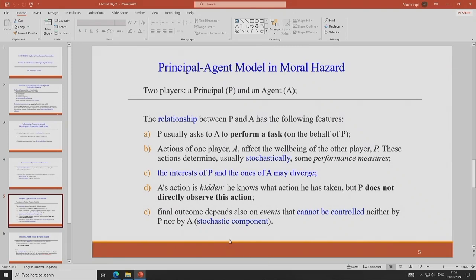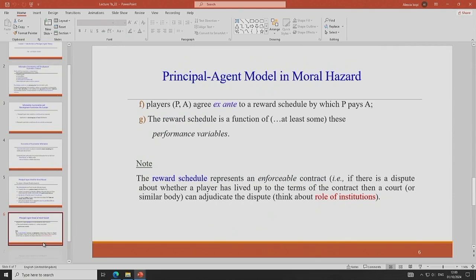We said about the hidden action, so P does not directly observe this action, and can only observe the final outcome. And so, as we said already, the final outcome depends on events, luck, theta, that cannot be controlled, neither by P nor by A.